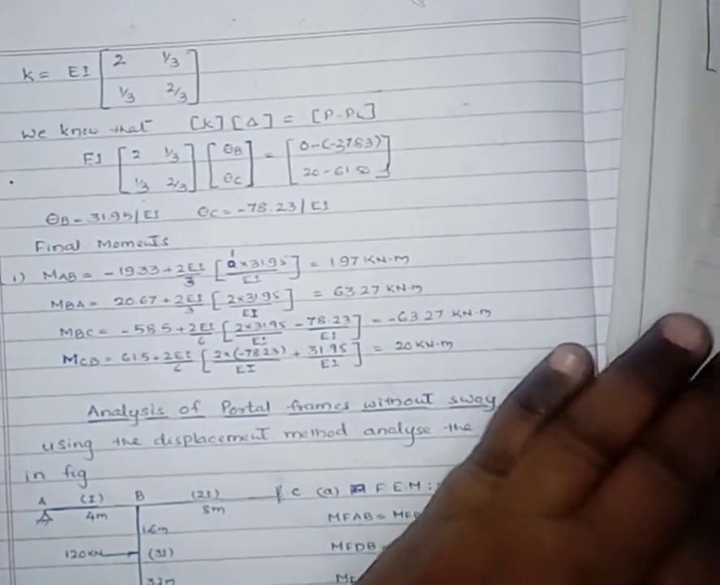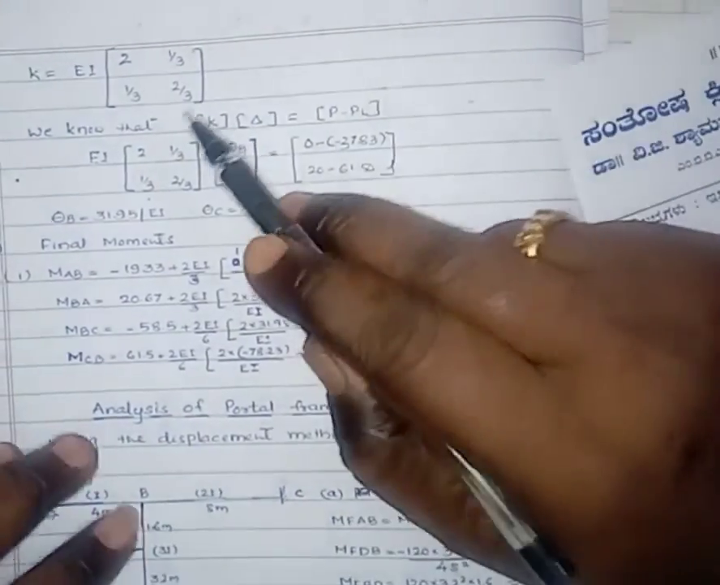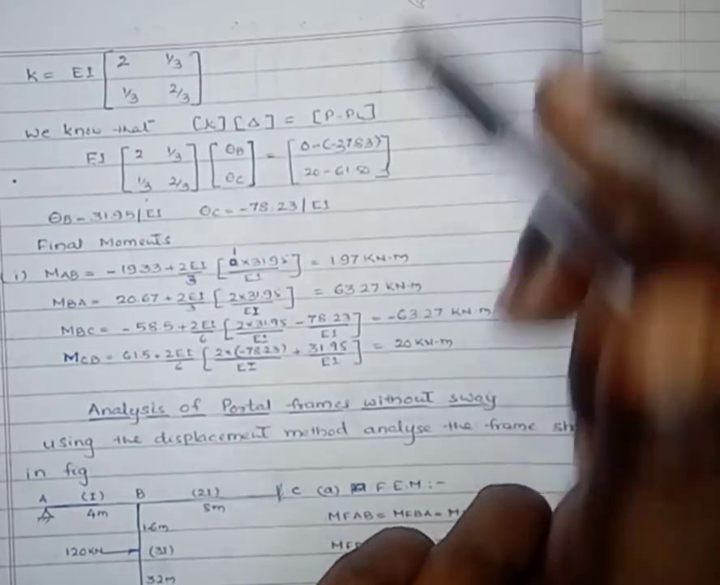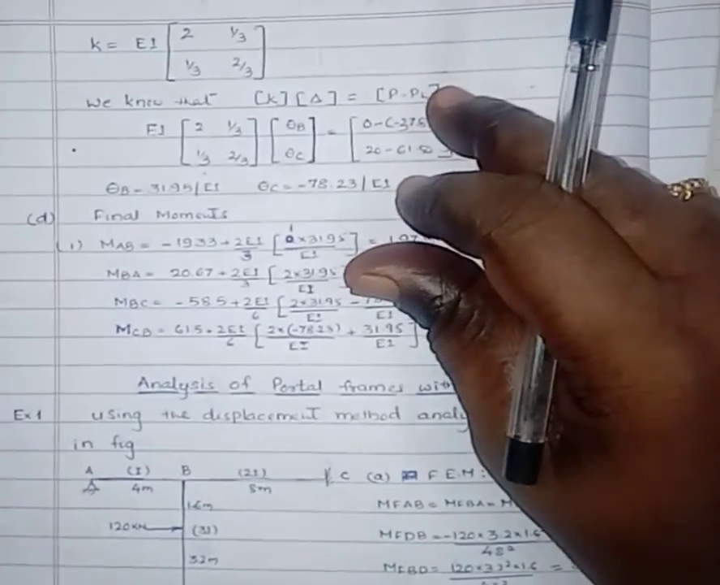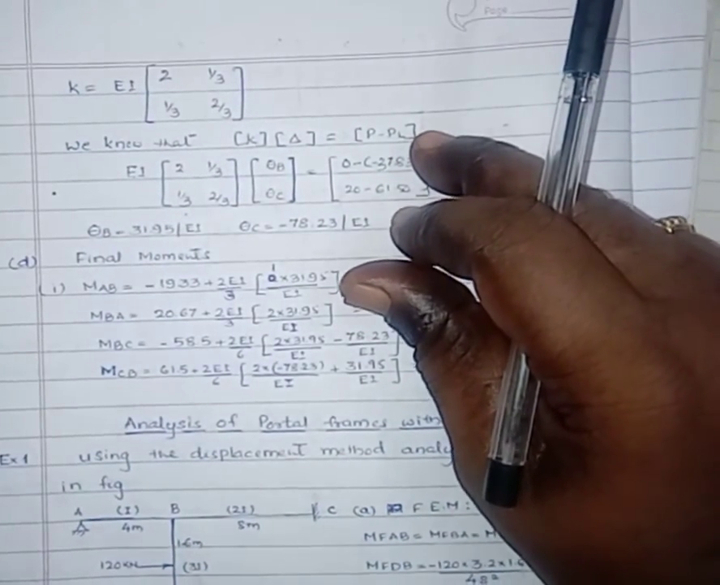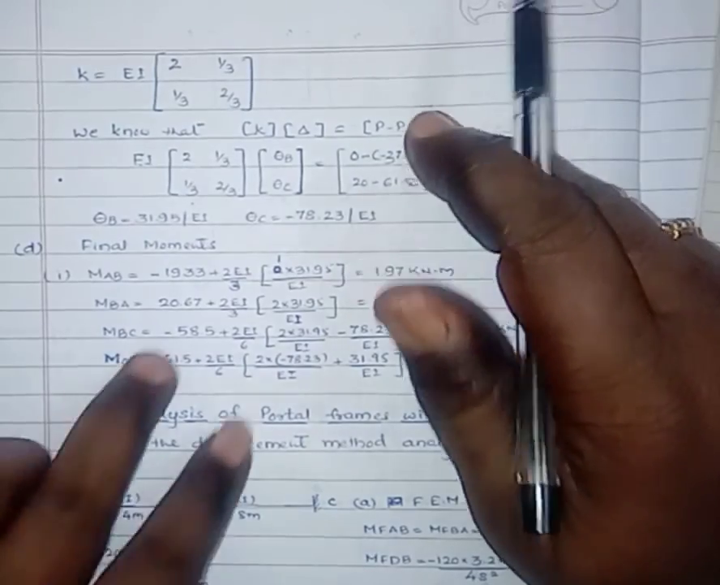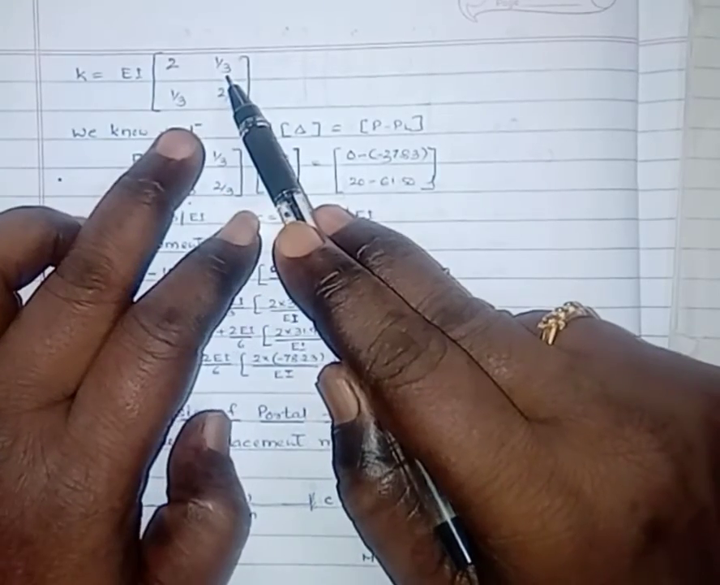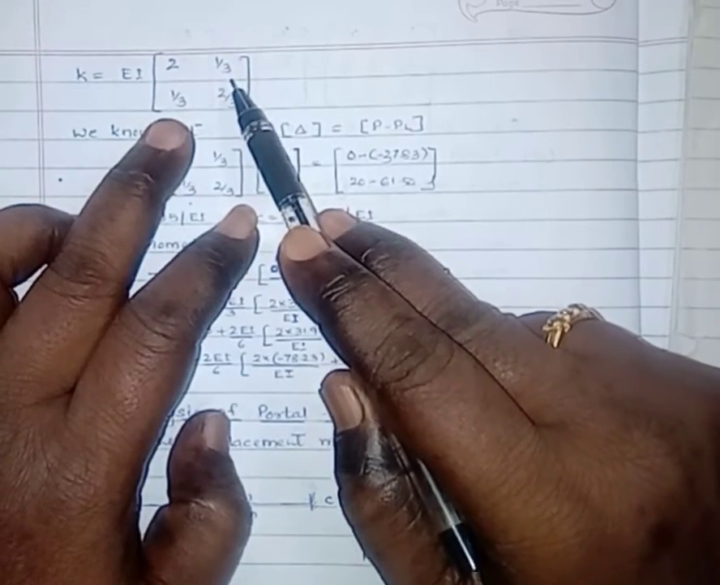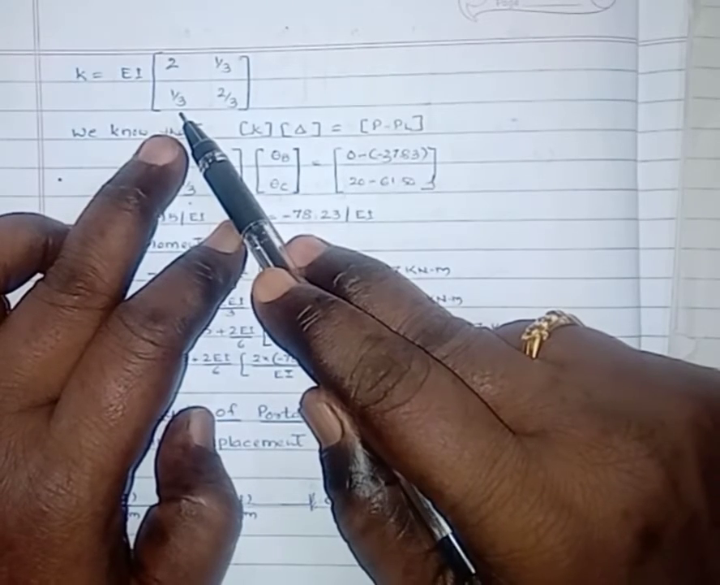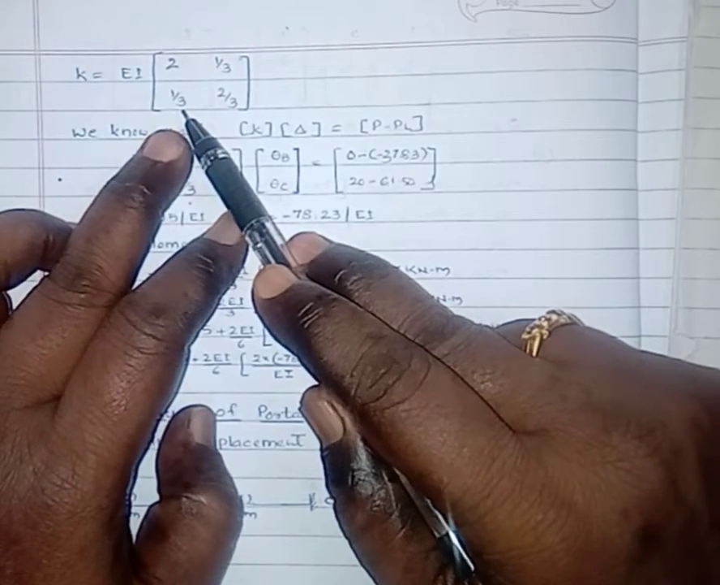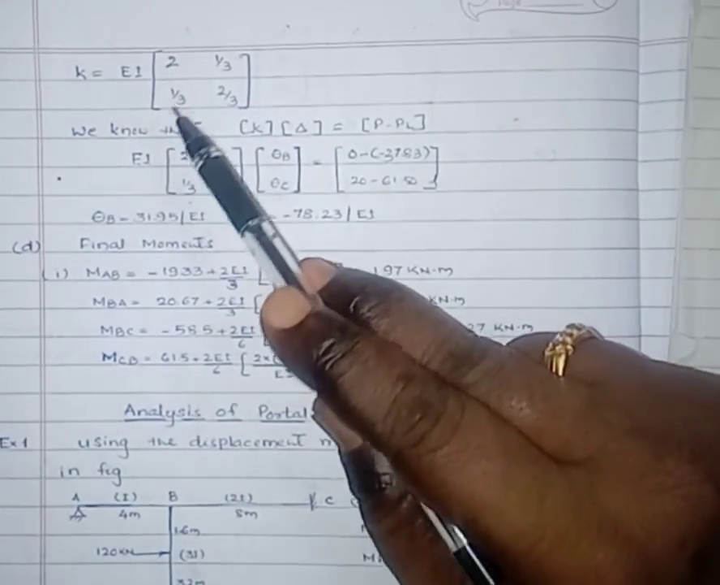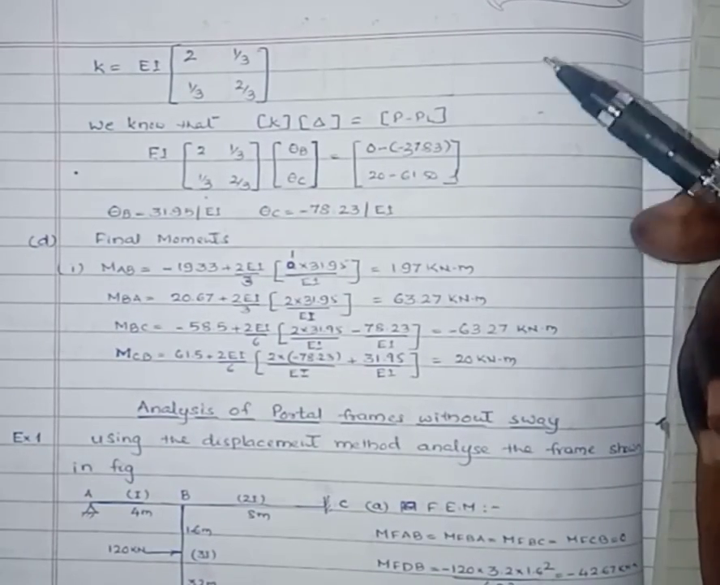This one is the stiffness matrix, that is K equals EI. EI is common in all the elements, hence we write the stiffness value by taking EI common outside. The first element in the first row, first column, is 2. The second element of the first row is 1/3. The first element of the second row is 1/3. The second element of the second row is 2/3. This is the stiffness matrix for the given problem.